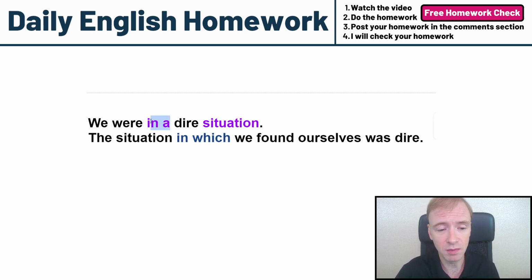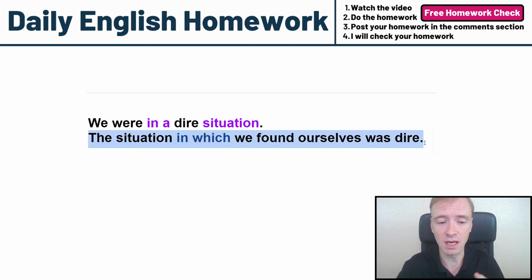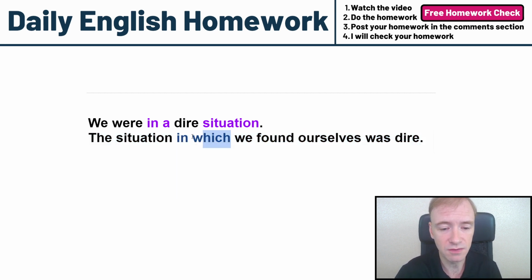And if you look at the purple part, now this is the collocation. I know when I'm talking about a good situation or a bad situation, we're always going to use this preposition in. You're in a situation. You're not on a situation. You're not at a situation. I know it's always going to be in a situation. So with that knowledge, I can create this sentence, which means the same thing, but we're using our prepositional phrase with which. So I know the situation in which we found ourselves was dire. All right. So I know this preposition will be in because of the word situation.